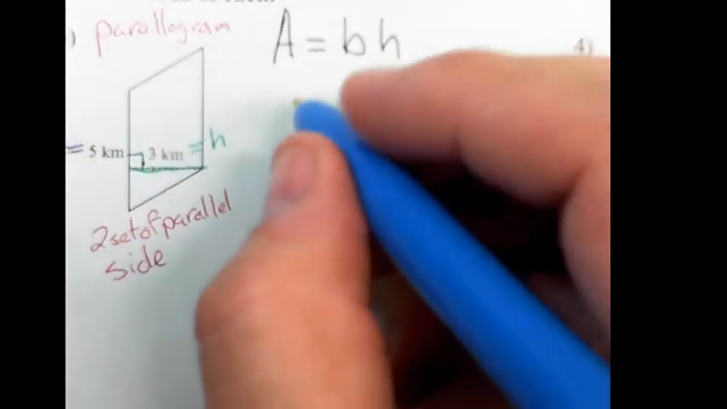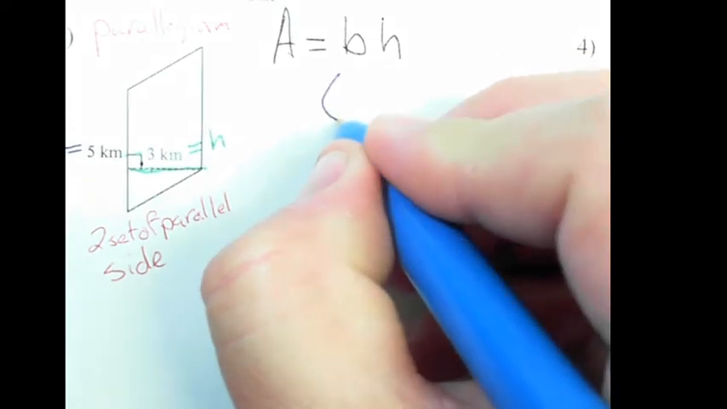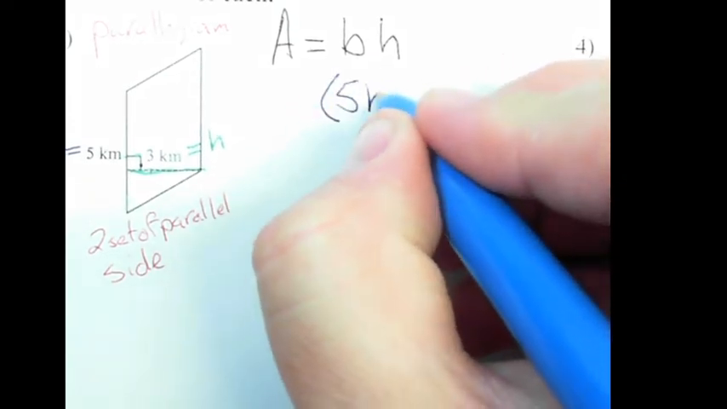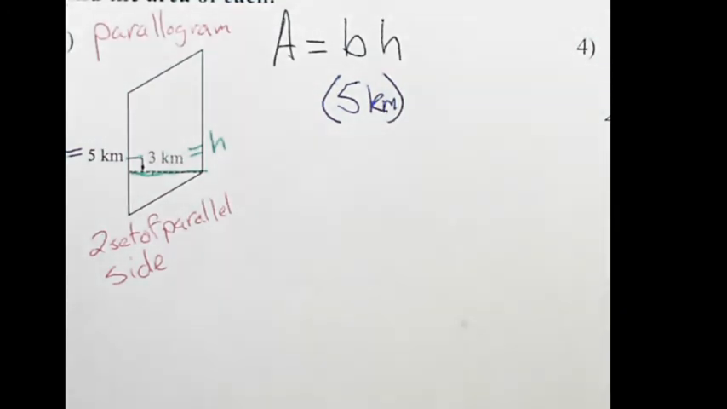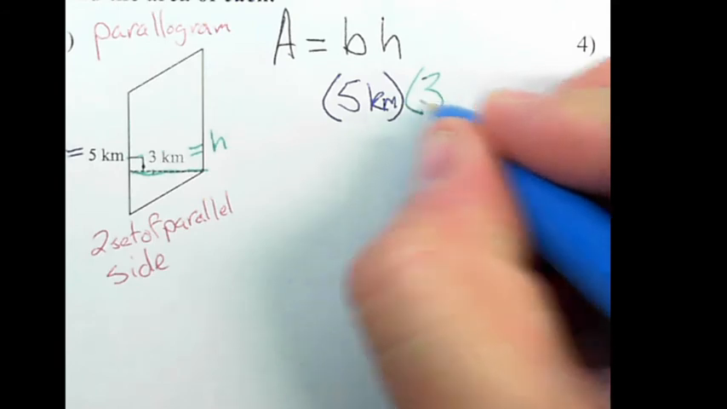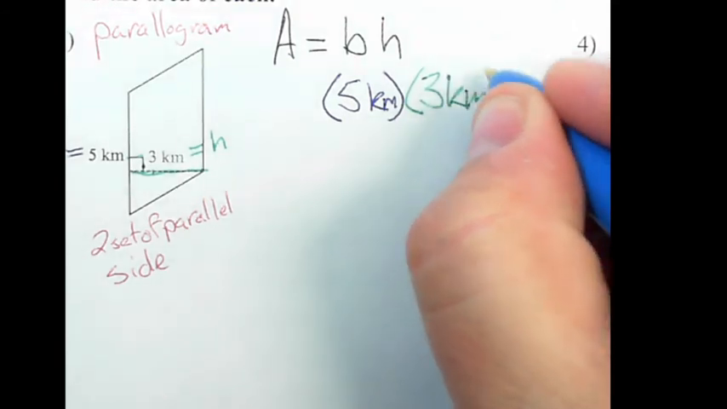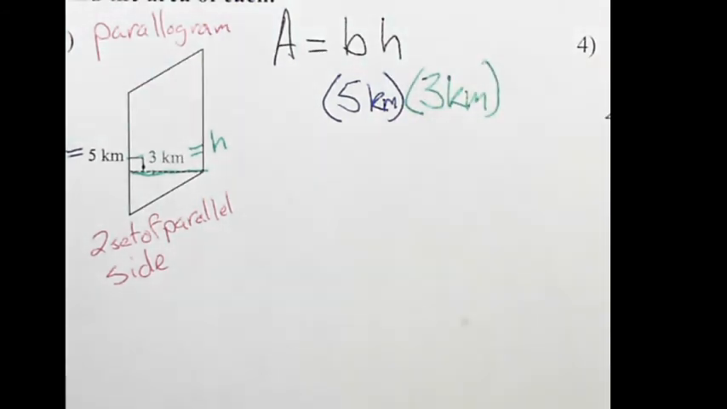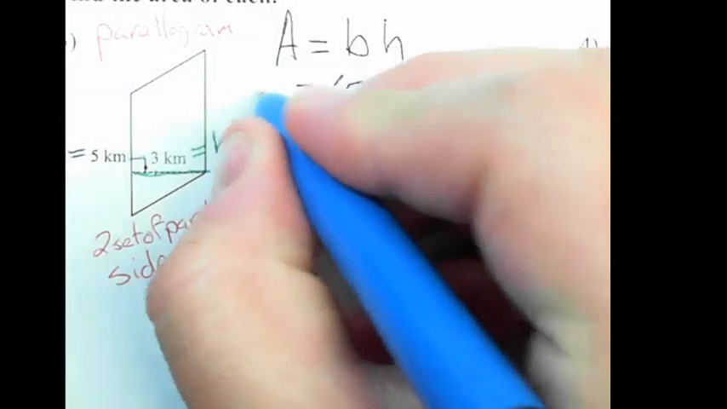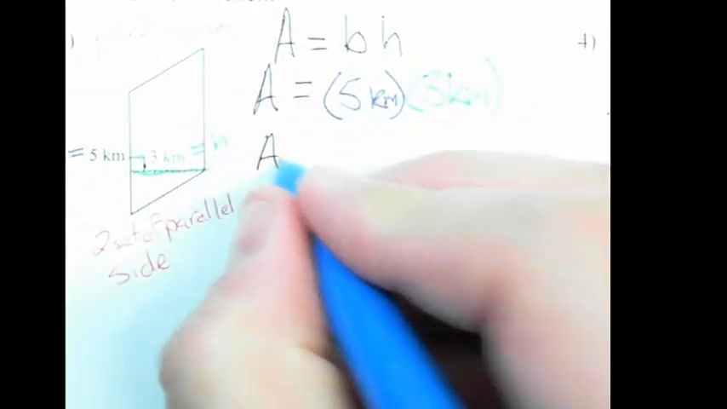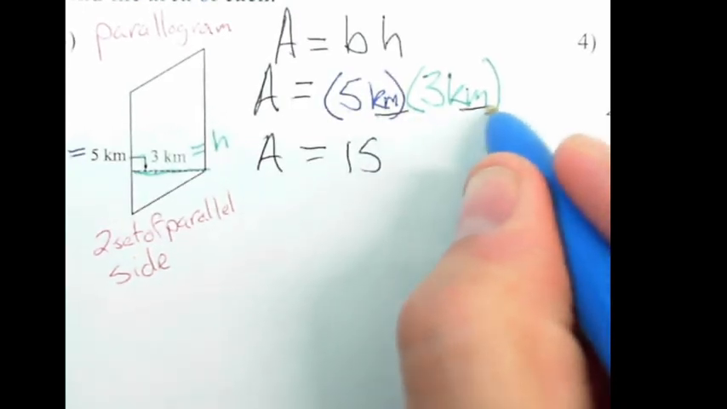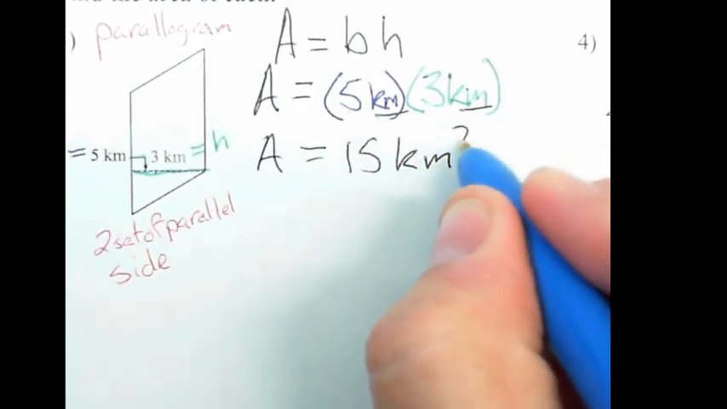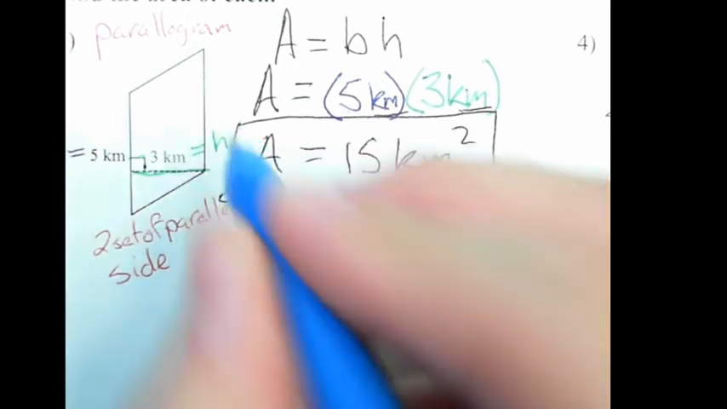So now to solve this, I'm going to say the area is equal to the base, which is 5 kilometers, times the altitude height, which is 3 kilometers, and I'm just going to multiply those together. So 5 times 3 is 15. Kilometer times kilometer is kilometer square. So that's a pretty easy one.